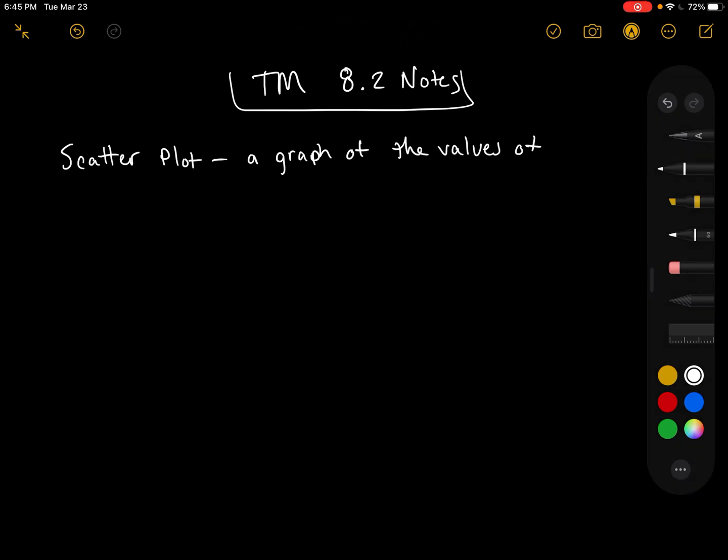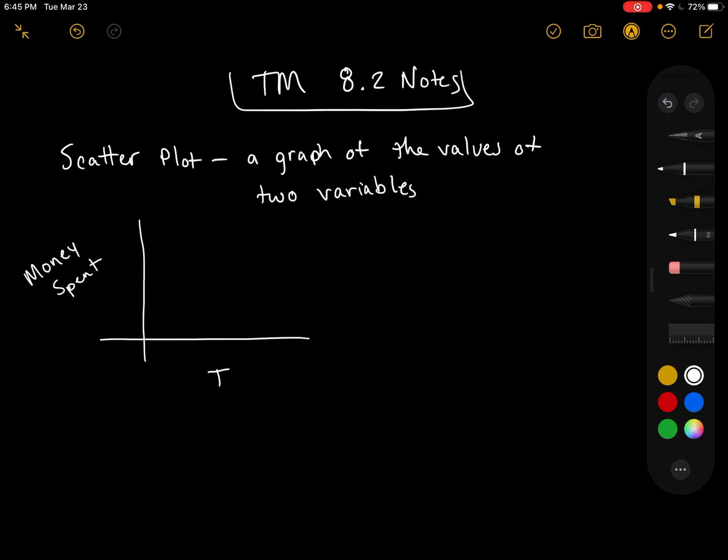So it is a graph of the values of two variables. So in its most basic form, probably we've seen this in different kind of ideas before, but we could maybe say something like money spent and team wins, for example.